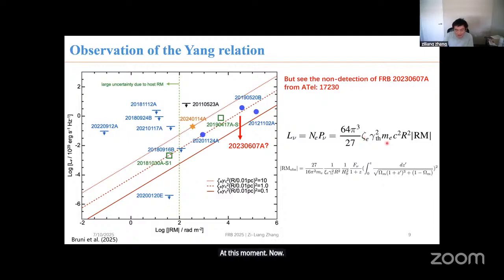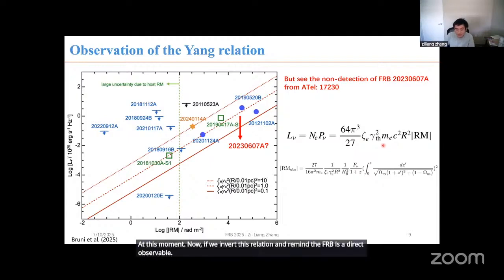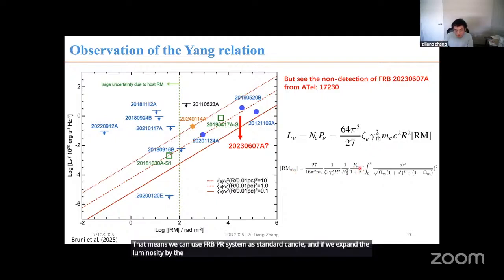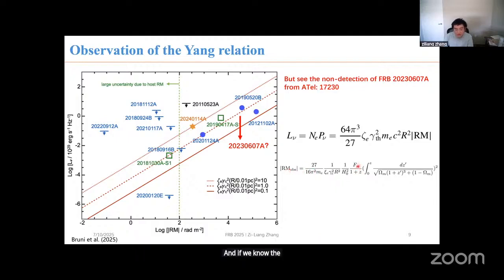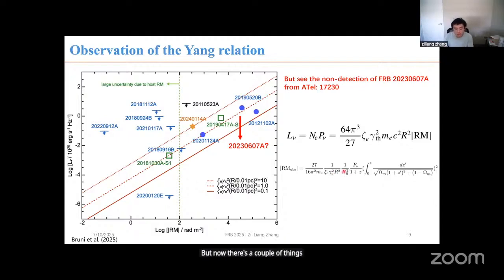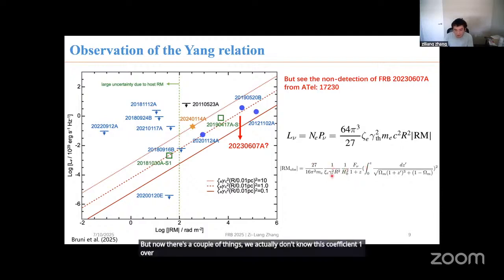Now, if we invert this relation and remember that RM of FRB is a direct observable, that means we can predict the intrinsic luminosity of an object in the universe. That means we can use the FRB PRS system as a standard candle. If we express the luminosity by the flux we observe, and if we know the RM, flux and redshift, plus this combination of the constants zeta, gamma, and R squared, we can know the Hubble constant. But now there's actually a problem. We actually don't know this coefficient, 1 over zeta or something.